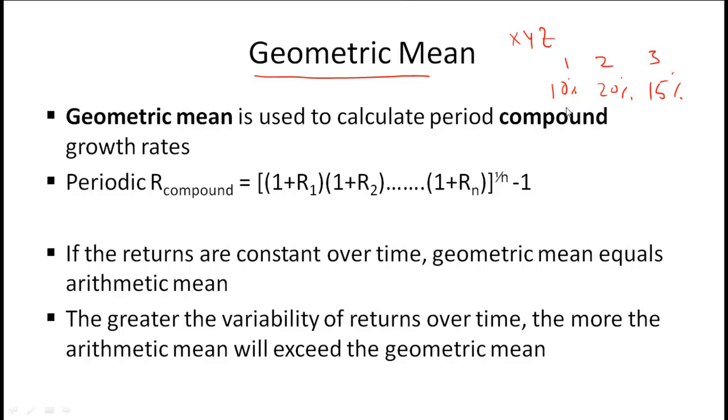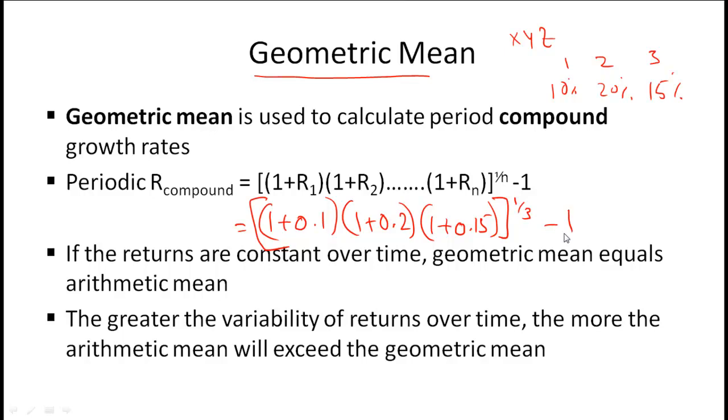So how do we find the geometric mean here? And the answer is that the geometric mean or the period compound growth rate would be equal to 1 plus the return in the first year, which is 0.1, times 1 plus the return in the second year, which is 1 plus 0.2, times 1 plus 0.15, and then this is all raised to the power of 1 over n. N is 3 here, 3 years, and then you subtract 1. So that is how you calculate a geometric mean.